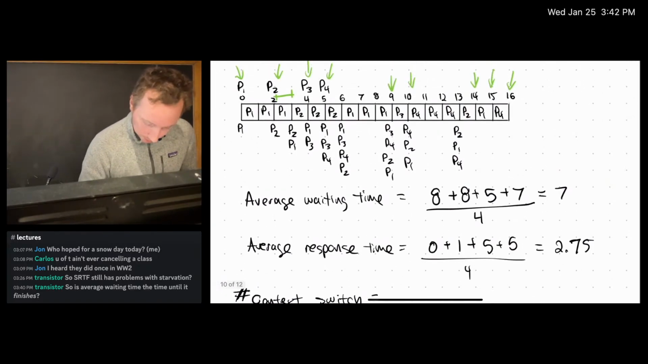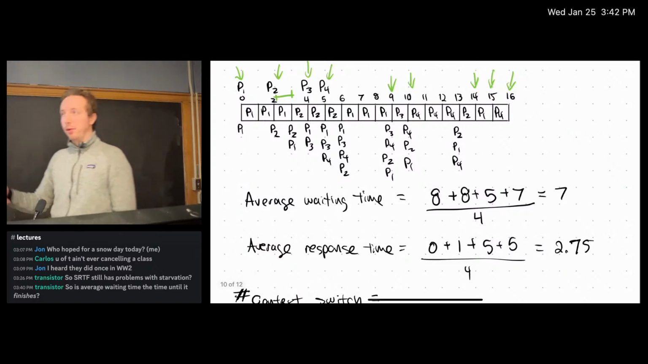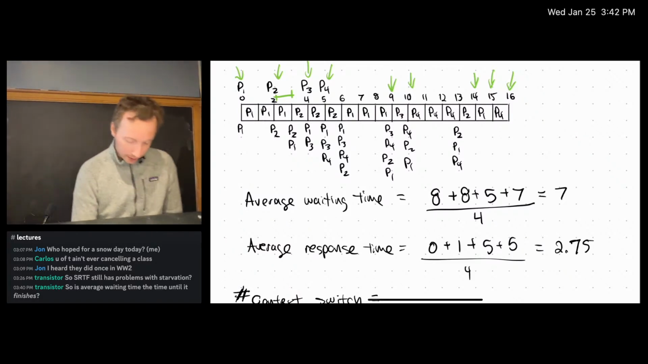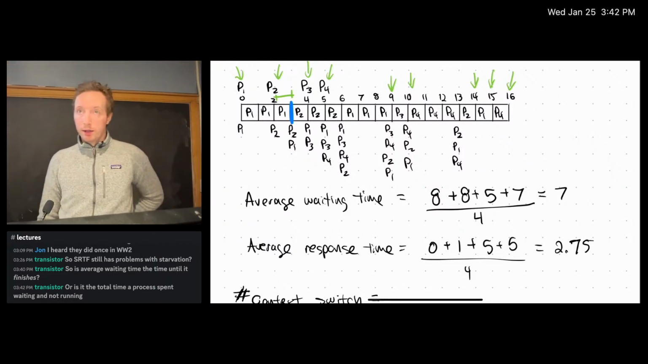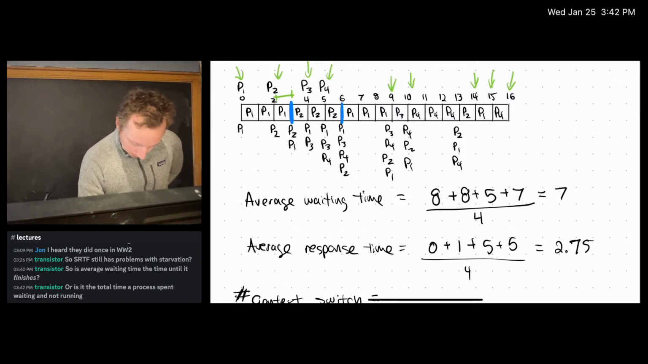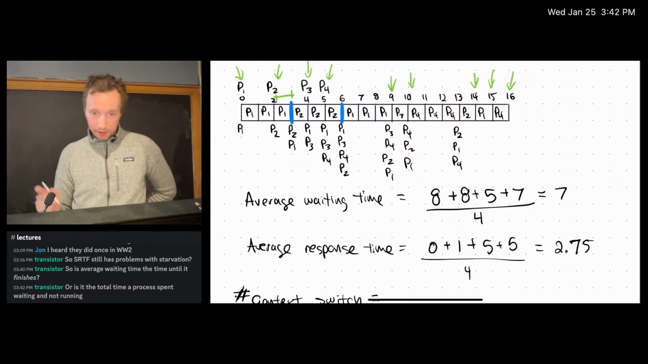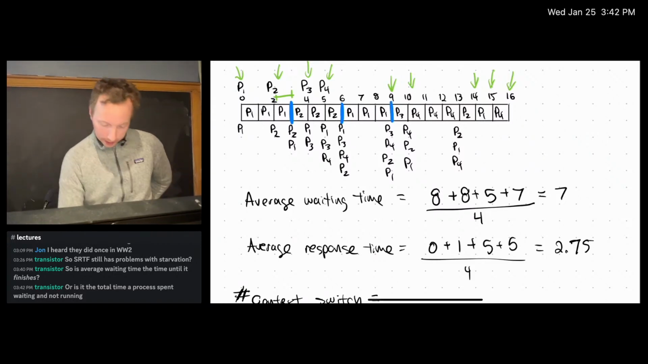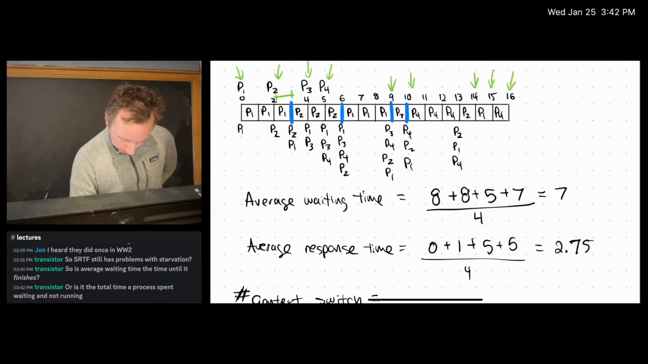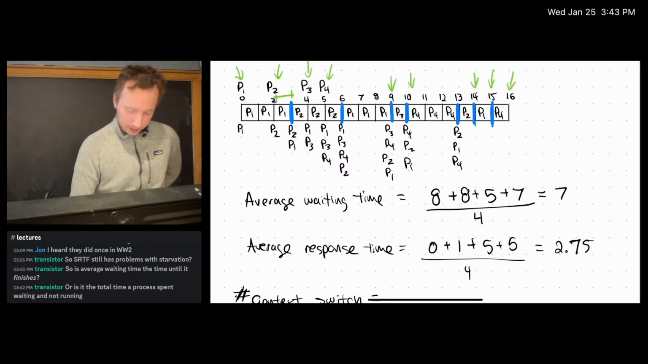So in this case, we just count how many times it switched from one process to another. Right here, it switched from process 1 to process 2. Then at time 6, it was process 2 to process 1. Then at time 9, it was process 1 to 3. Then 3 to 4. Then 4 to 2. Then 2 to 1. Then 1 to 4.